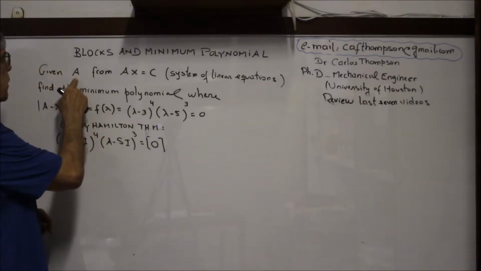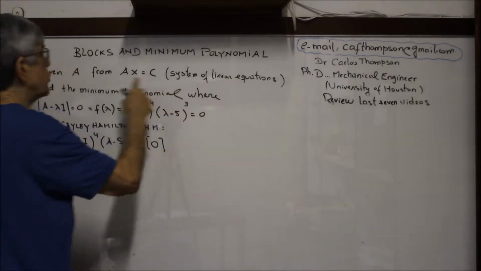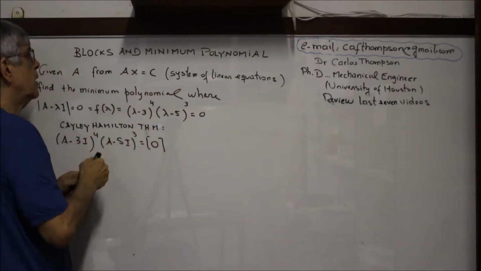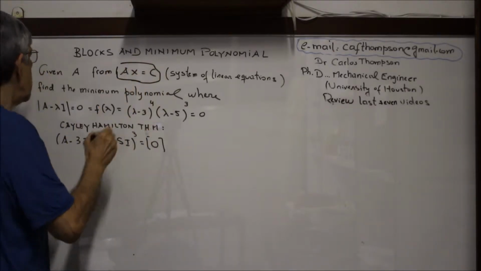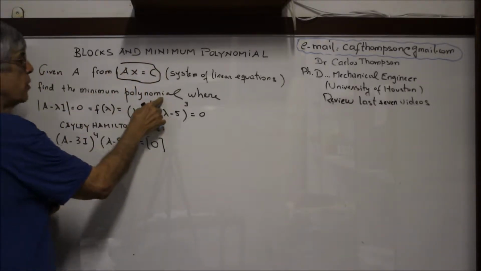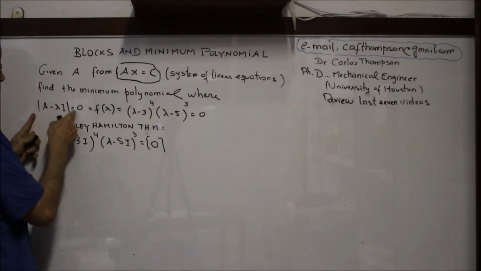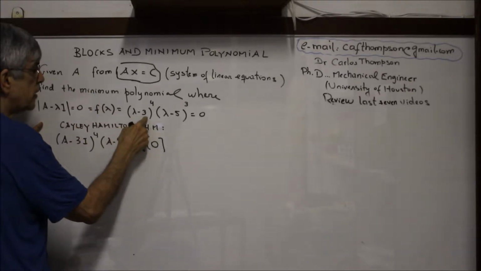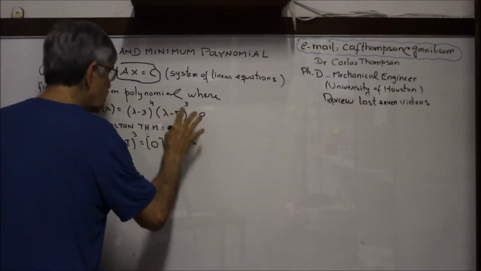Given a matrix A from the system of linear equations AX = C. Never forget this, okay? This is a system of linear equations. Now, find the minimum polynomial where the determinant of A minus lambda I is equal to 0. This is the characteristic polynomial of A: (lambda minus 3) to the power 4, (lambda minus 5) to the power 3, equal to 0.